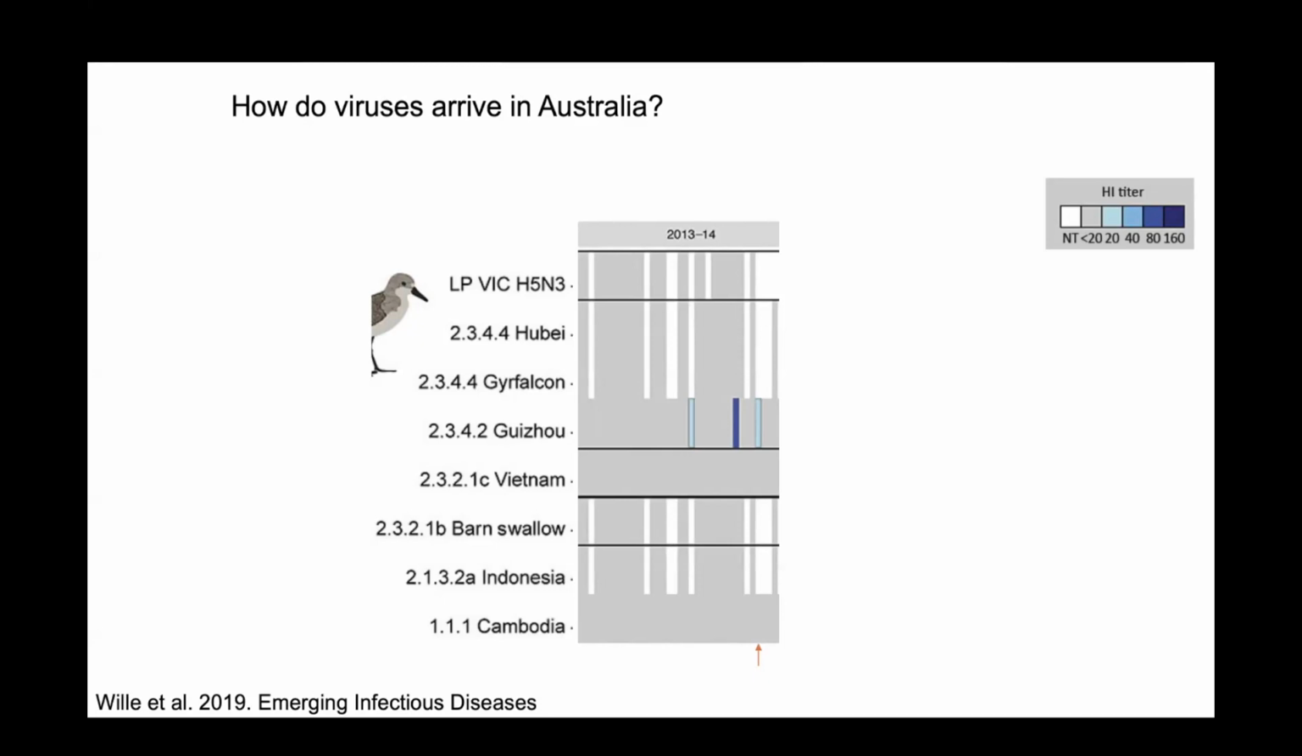And so we can take the positive antibodies and challenge it against low path H5 they have in Australia, and then a few of the different kinds of high path viruses that we know circulate in Asia. And then we can plot them, okay?